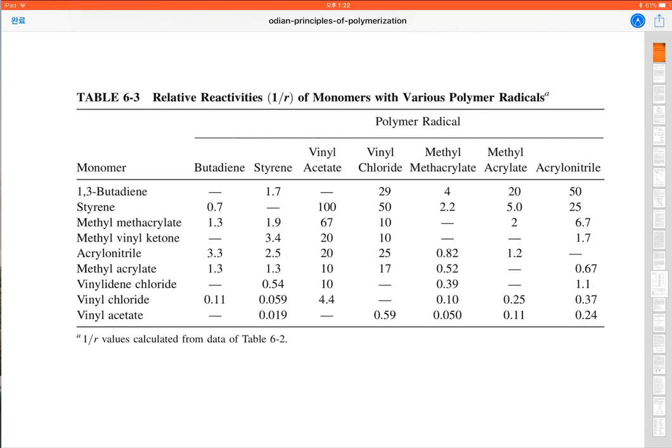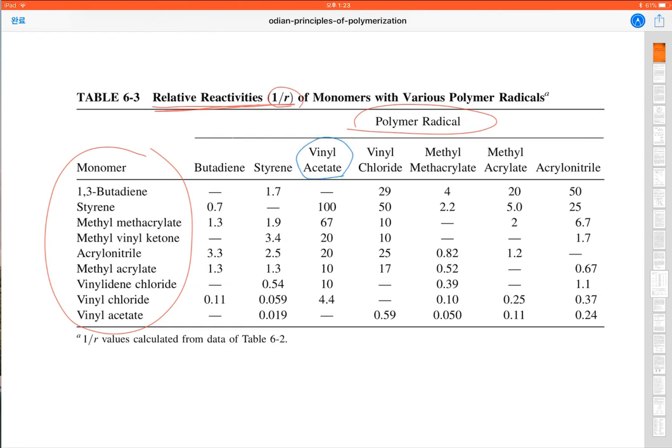Okay, if you look at table 6-3, this is the textbook Odian's Principles of Polymerization. The left column shows different types of monomer, and the rows basically show the different types of radical. Because monomer and radical react with each other to form copolymer, right? Remember? Okay, and they show the relative reactivity as 1 over r, 1 over small r.